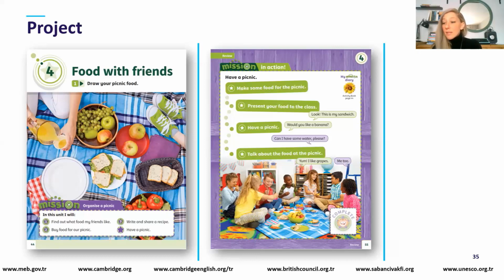Look, this is my sandwich. Or you can say, look, this is my picnic basket. Would you like some grapes? Can I have some oranges? There you go. I mean, I like grapes or I like oranges. Me too. Small chats, small talks, but the most important thing over here, they use the vocabulary.